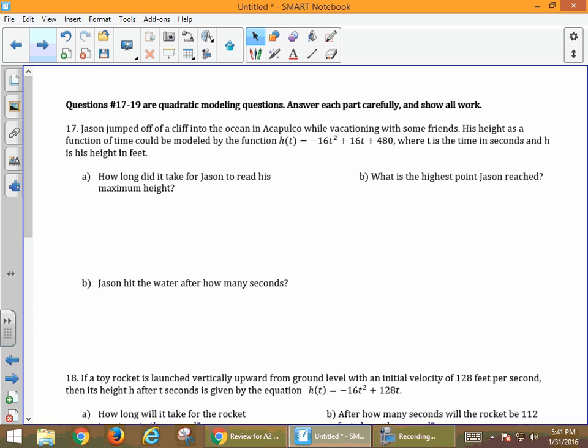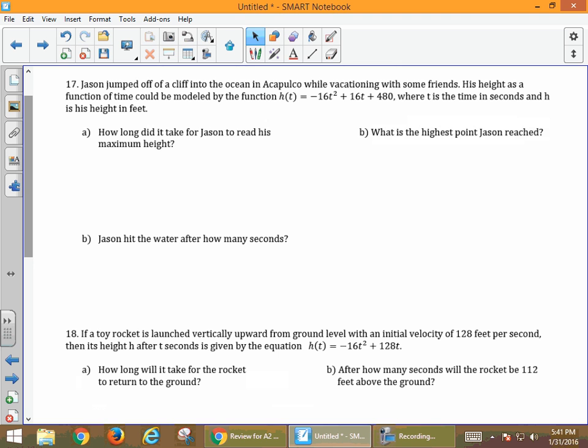Questions 17 through 19 are quadratic modeling questions. Answer each part carefully and show all work. Jason jumped off a cliff into the ocean in Acapulco while vacationing with some friends. His height as a function of time could be modeled by the function h of t equals negative 16t squared plus 16t plus 480, where t is the time in seconds and h is his height in feet.